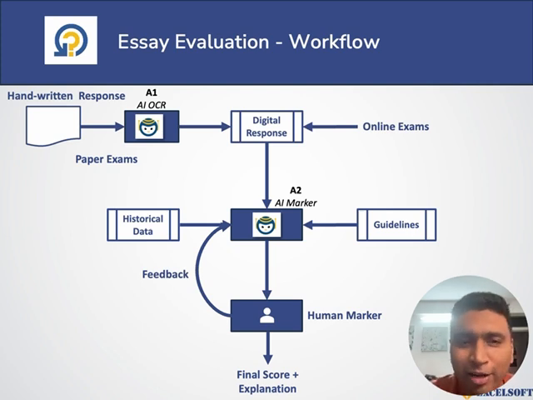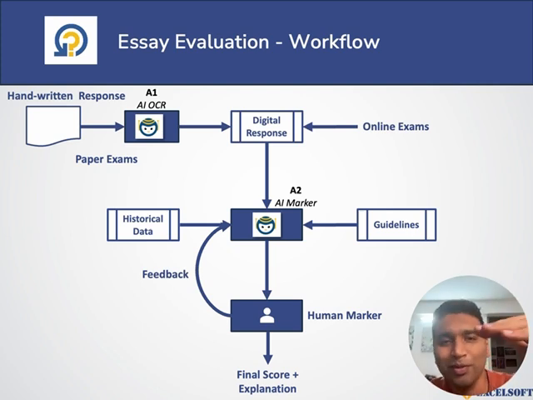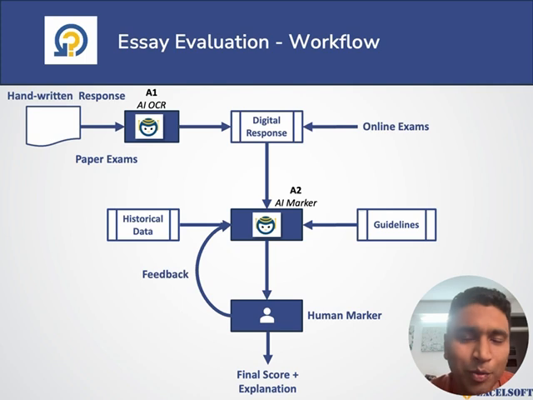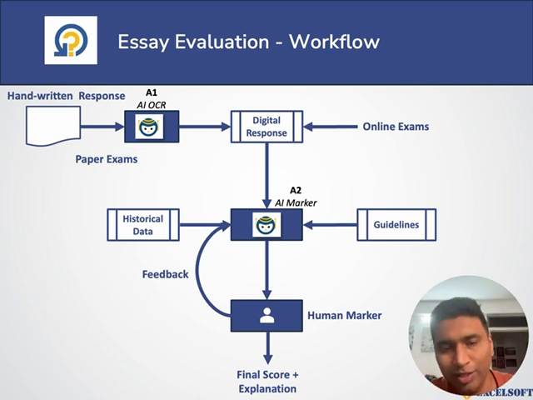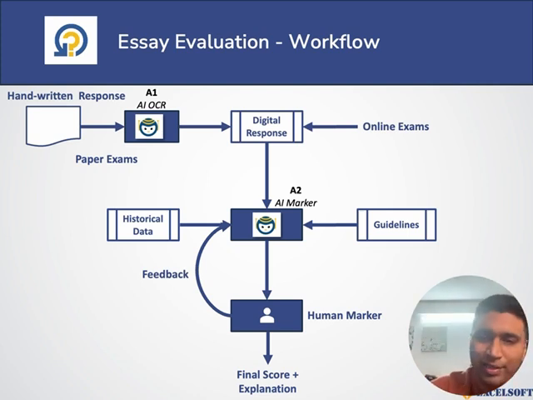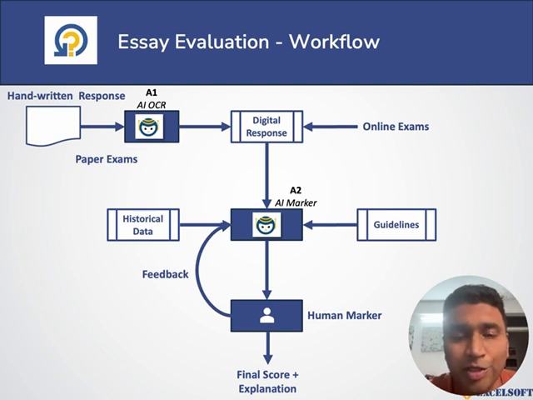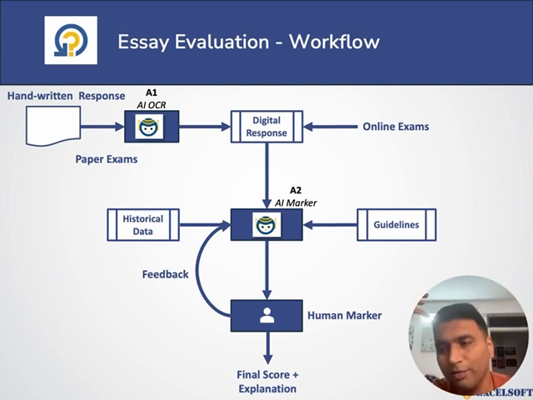So you have your handwritten responses that would go through an AI agent A1 that would do the job of digitizing a handwritten response into a digital response. The agent A2 would take that digital response along with historical marking data, any rubrics and guidelines of the organization, do the scoring along with explanation and give it to the human marker. The human marker would then look at it. If there is any feedback, he would pass it back to the AI marker.